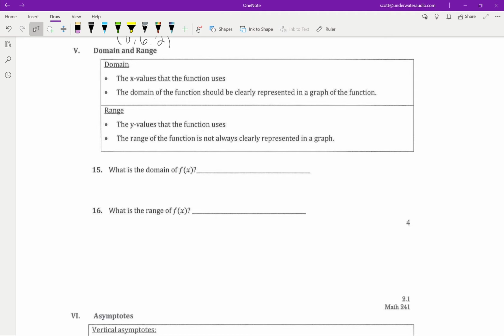Okay, so the next review topic is domain and range. Domain is all the x values that the function uses.